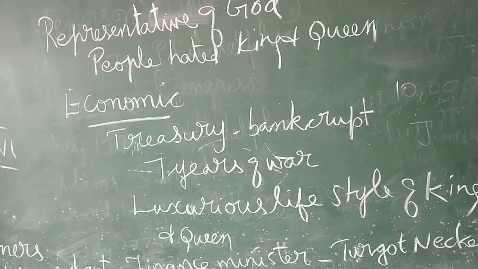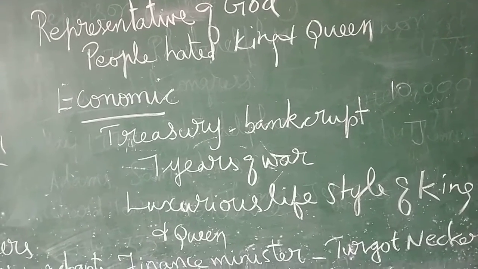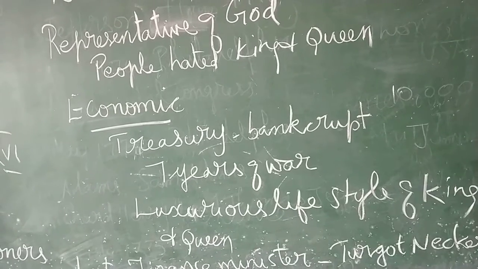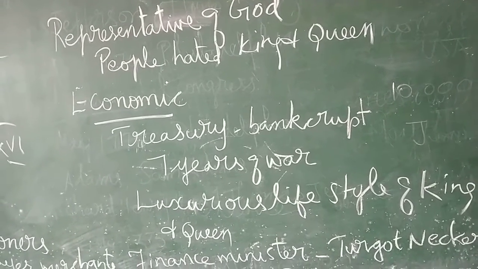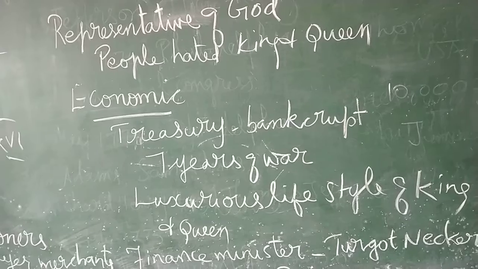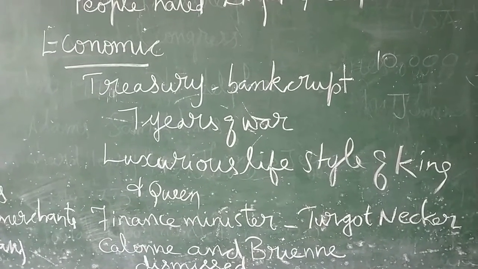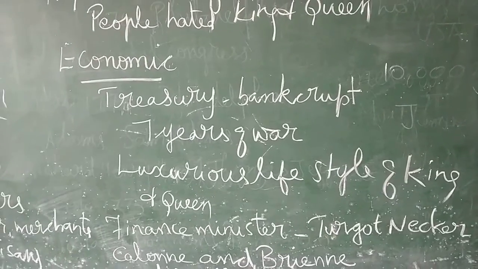So under these circumstances, Louis XVI was forced to convene the Estates General. The king doesn't allow the three bodies together: nobles, clergy and commoners. That is one of the weak points also.